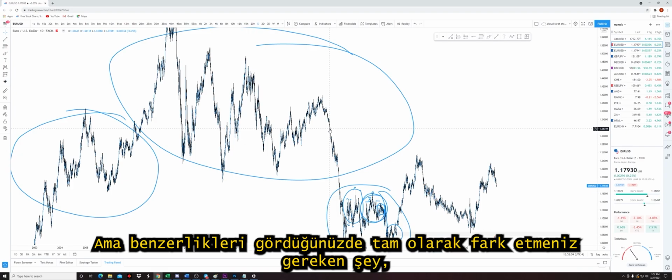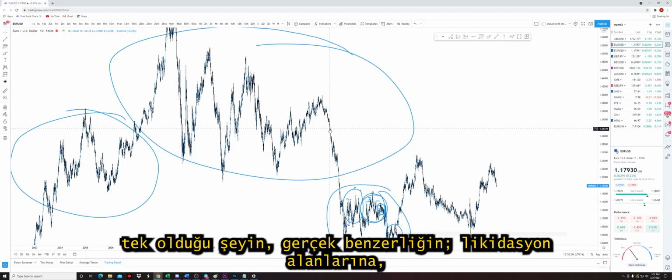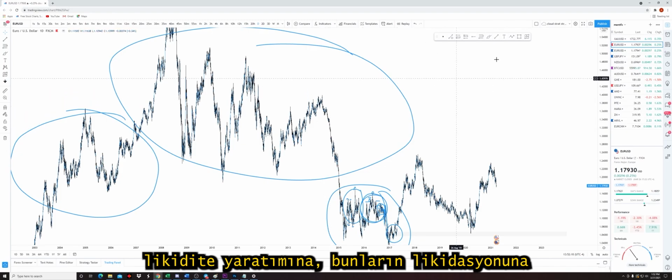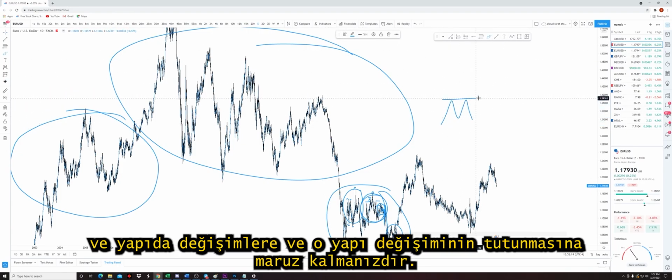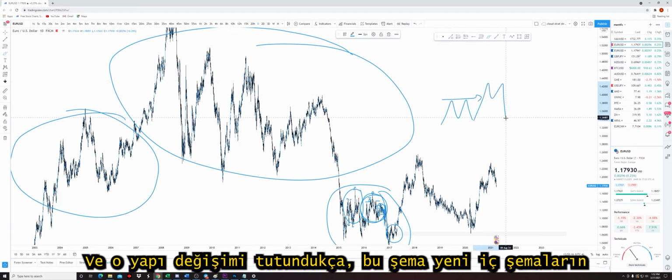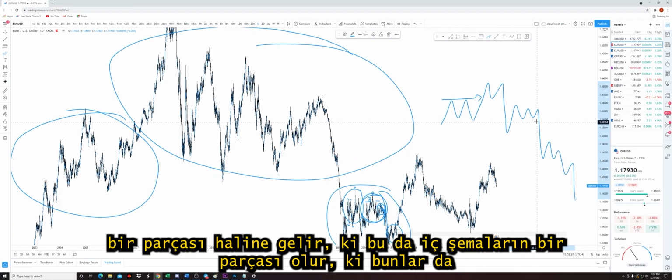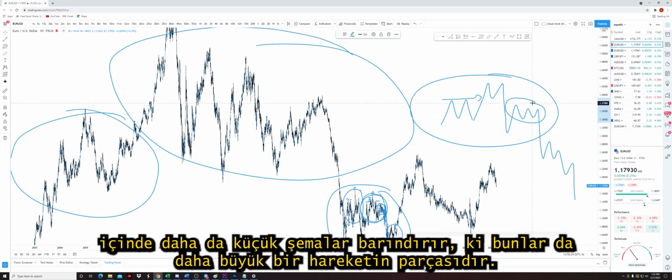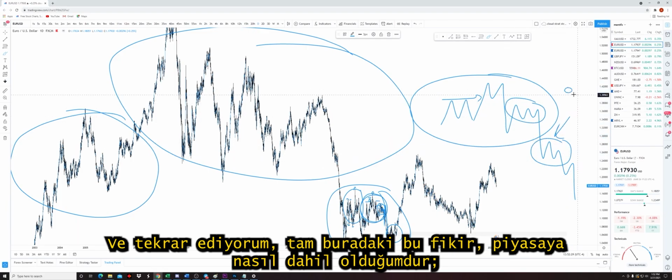similarities between overall schematics, but what you also need to fully recognize as you see the similarities is that the real similarity is that you're undergoing areas of liquidation, of liquidity creation, liquidation of those, and shifts in structure, and that shift in structure holding. And as that shift in structure holds, this schematic becomes part of new inner schematics, which becomes part of inner schematics, which inside have even smaller schematics within it, which are part of a greater move.